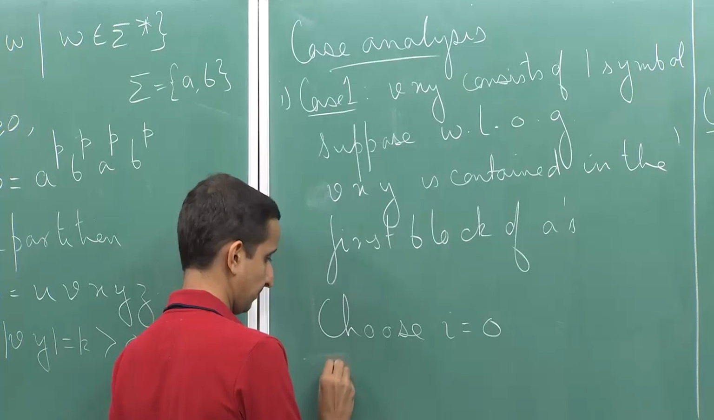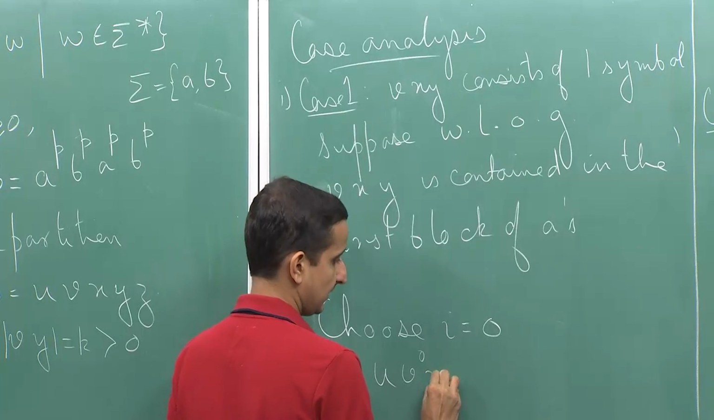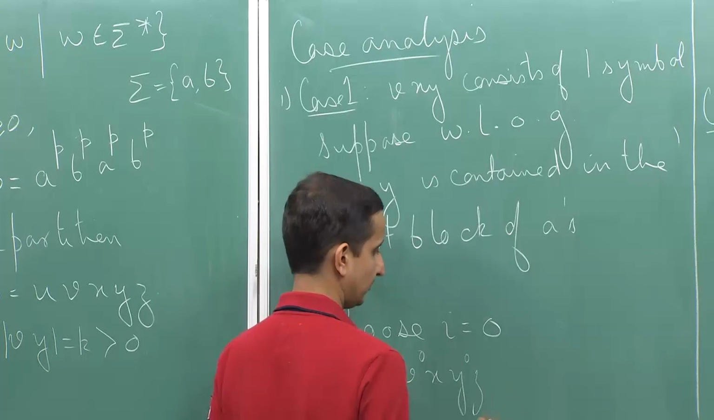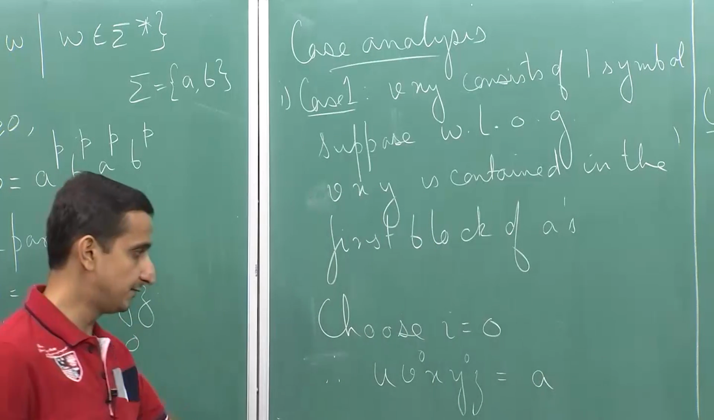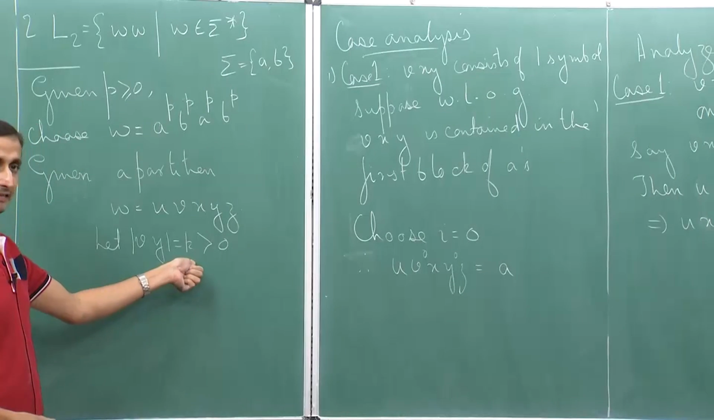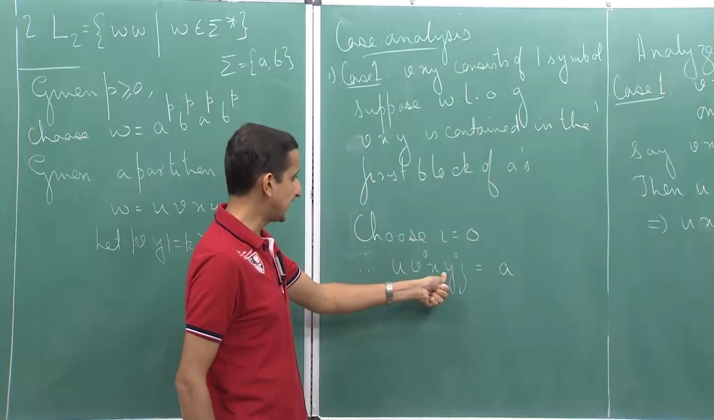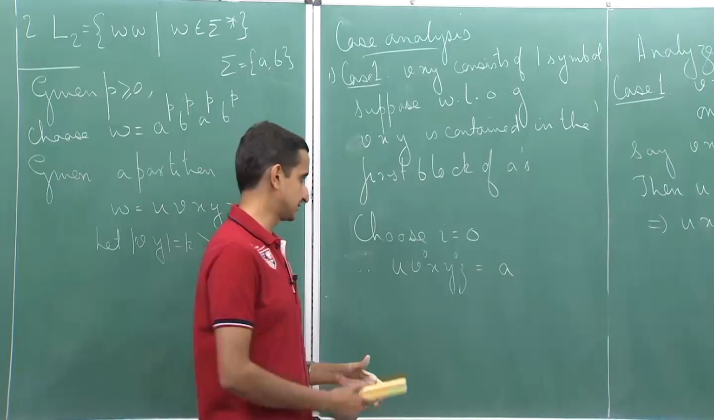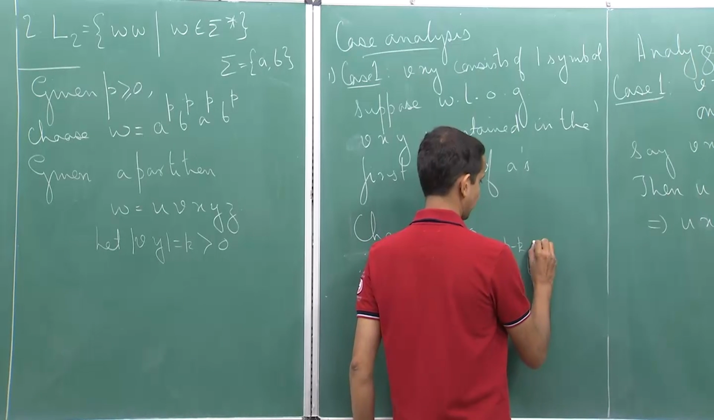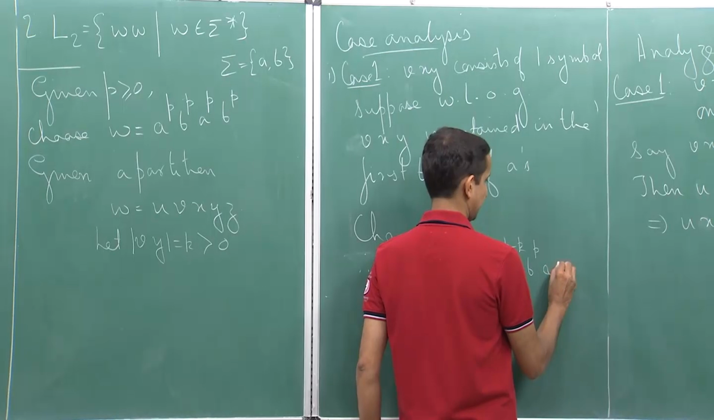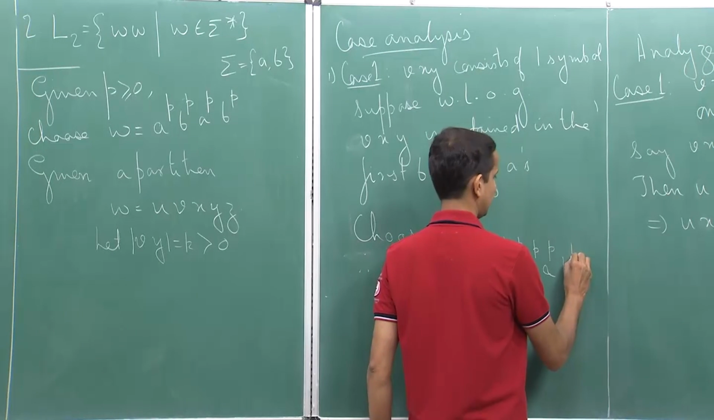Therefore, u v to the power 0 x y to the power 0 z will be, what will be the string? So, v and y together had a length k. Now, I have k many A's less in the first block. So, it will be a to the power p minus k, b to the power p, a to the power p, b to the power p.